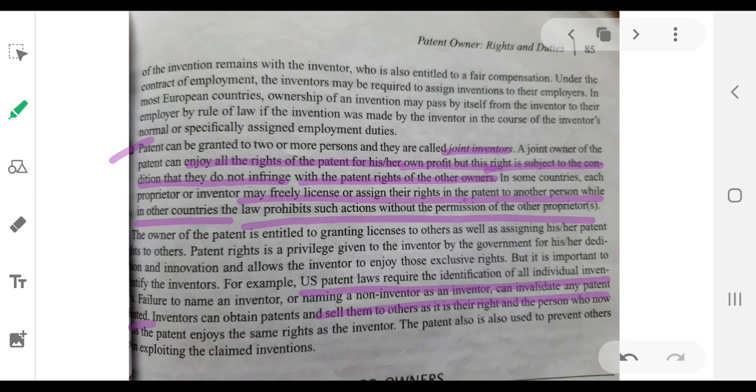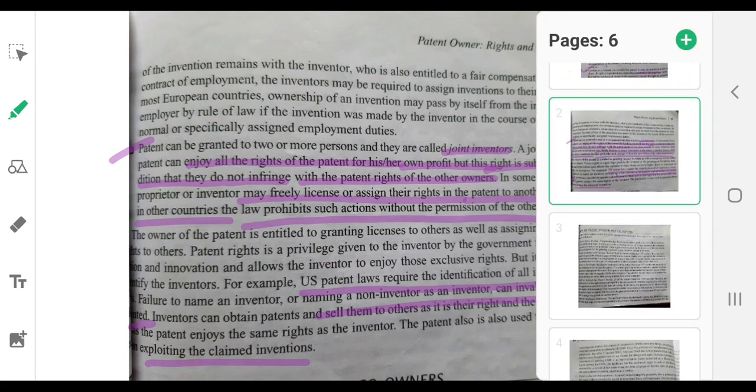So an inventor can obtain a patent and sell it to others as it is their right, and the person who now uses the patent enjoys the same right as an inventor. The patent also is used to prevent others from exploiting the claimed invention. So these are the common points which we have discussed previously in our class.